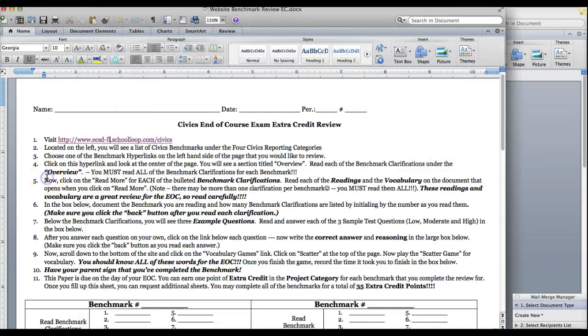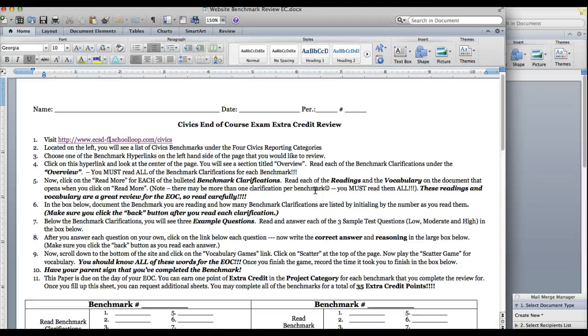So let's go back to our notes over here, our directions. We did this. We clicked on Read More for each of the bulleted benchmark clarifications. You would read each of the readings and the vocabulary on the document. And there may be more than one clarification per benchmark. For example, the one we just reviewed had 2, so we read both of them.